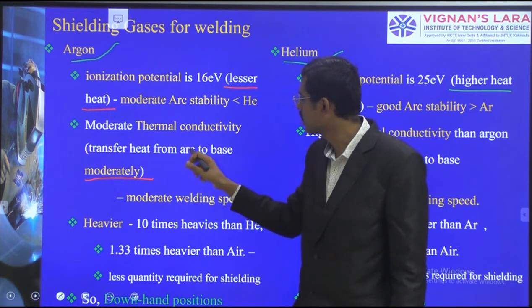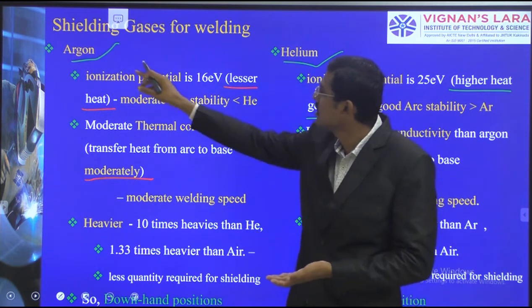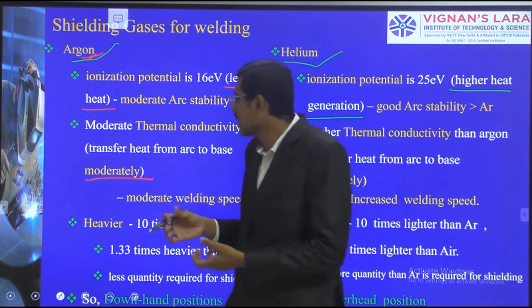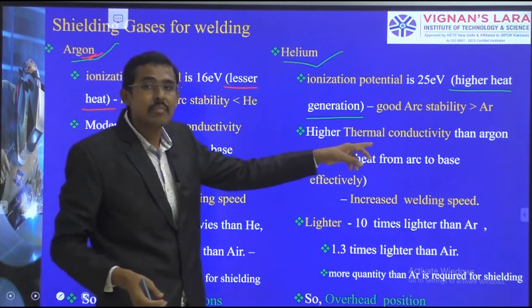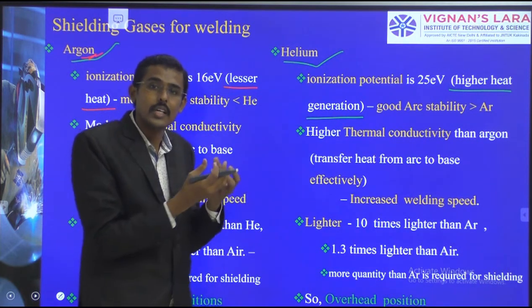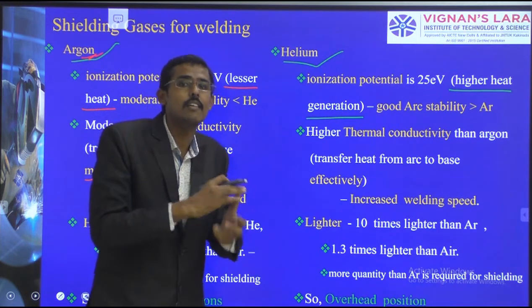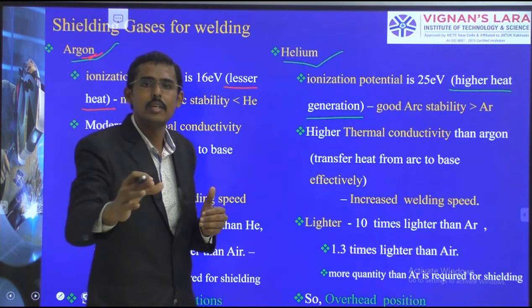Transfer of heat from the arc to the base, the gap, is moderate when we are using argon. Here it is very less. But at the same time, on this side you see, helium has high thermal conductivity. Because of its high thermal conductivity, it can absorb more current and withstand more arc, so stability will be there. Conductivity is directly related to stability.